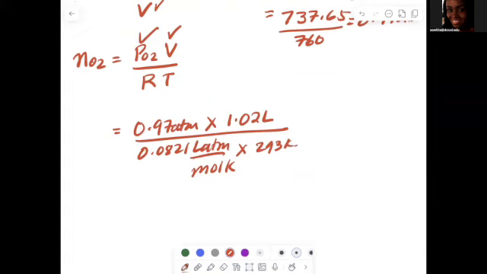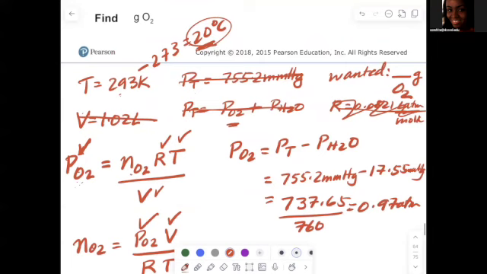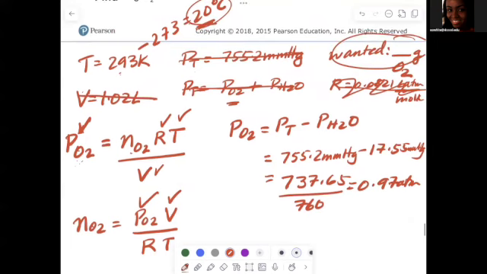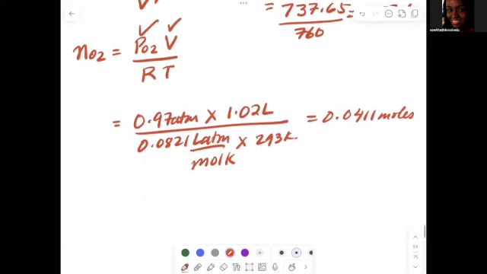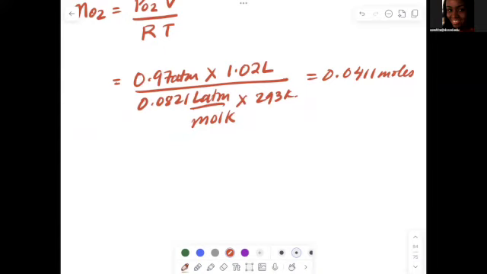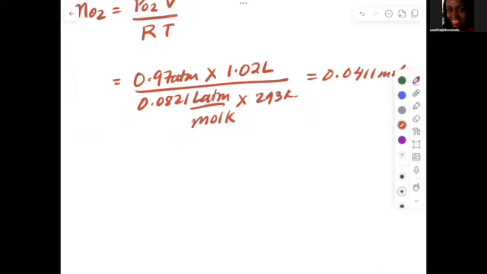0.97 times 1.02 divided by 0.0821 divided by 293. I get 0.0411 moles. But they wanted mass in grams, right? I know, I've written all over the place. I'm sorry. Is this one of those problems that requires all that? Does it need all that? Yes, it does. In this case, it needs all that.